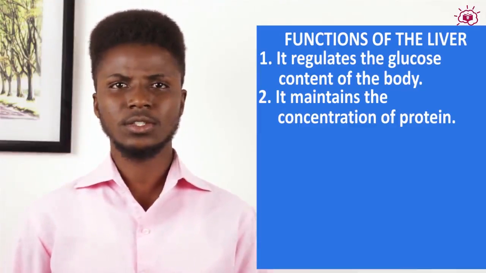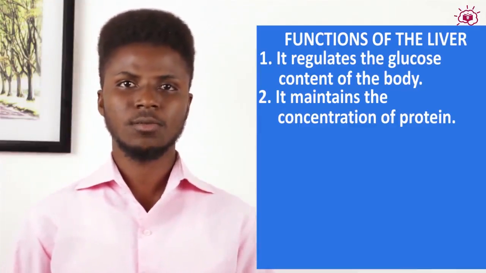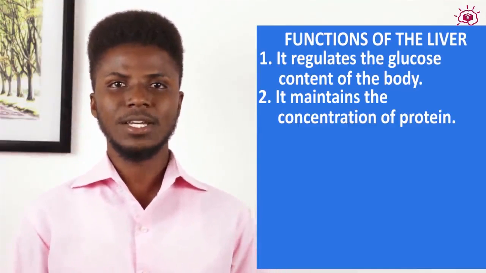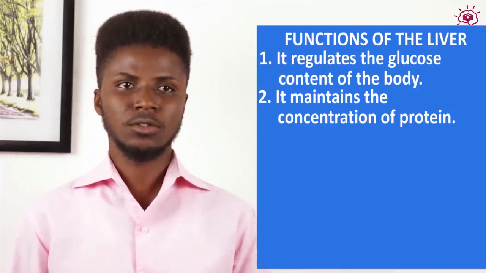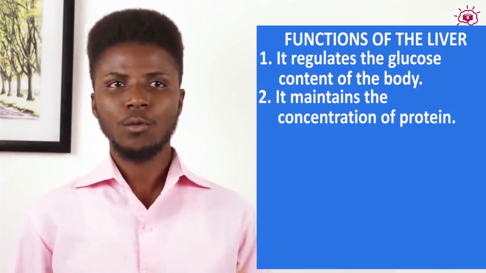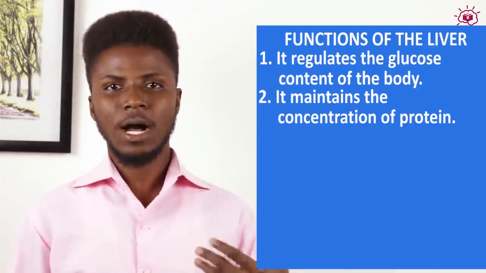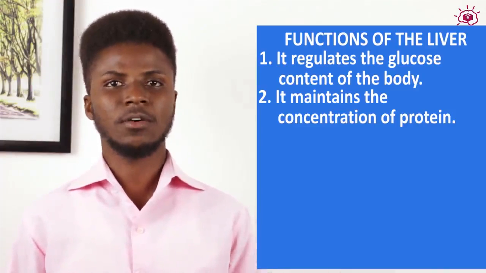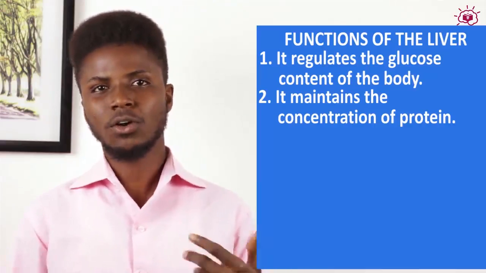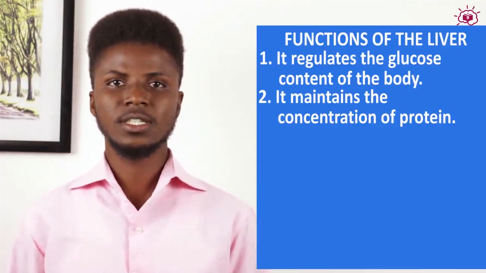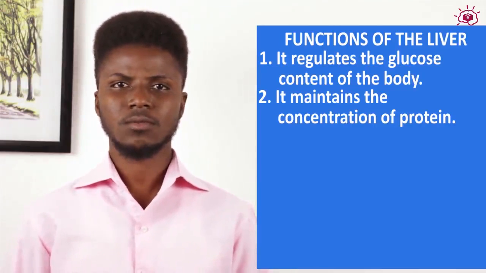How it does this is through the deamination of protein. When the concentration of protein is high, or when protein has been used up, it is sent to the liver where it is destroyed, and the harmful ammonia part of the protein is converted into harmless urea, which is transported to the kidney for excretion.